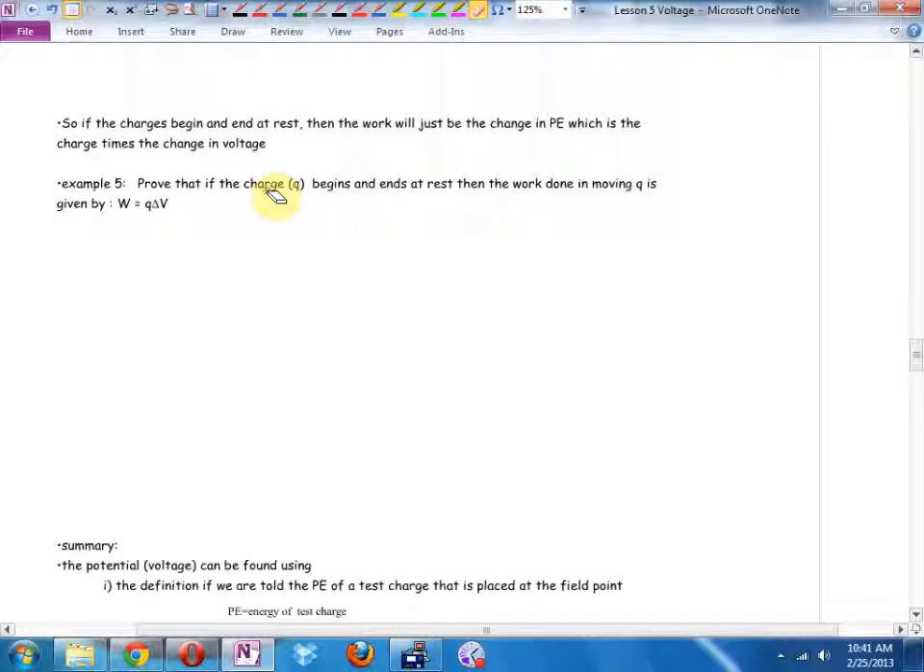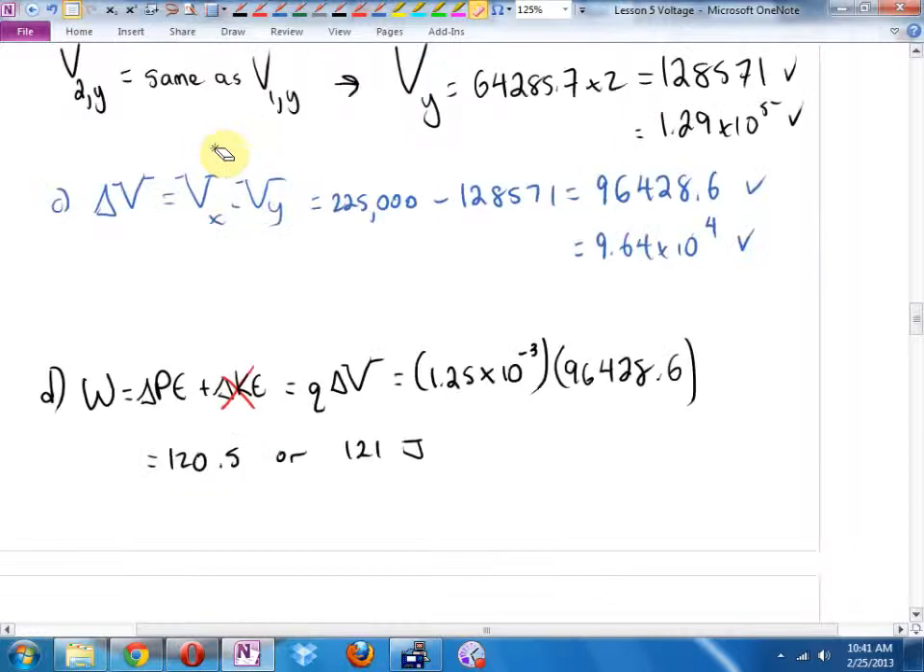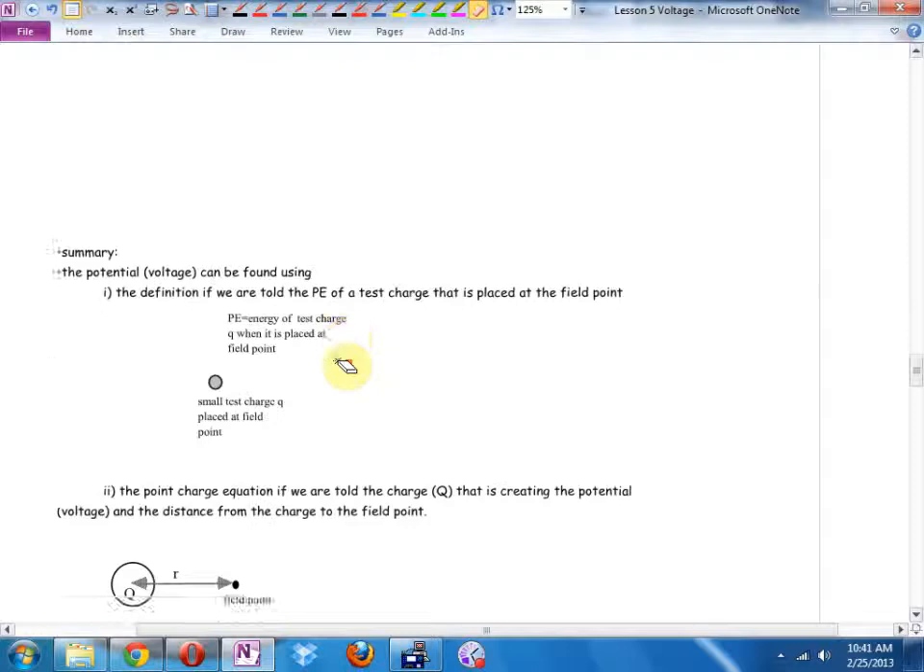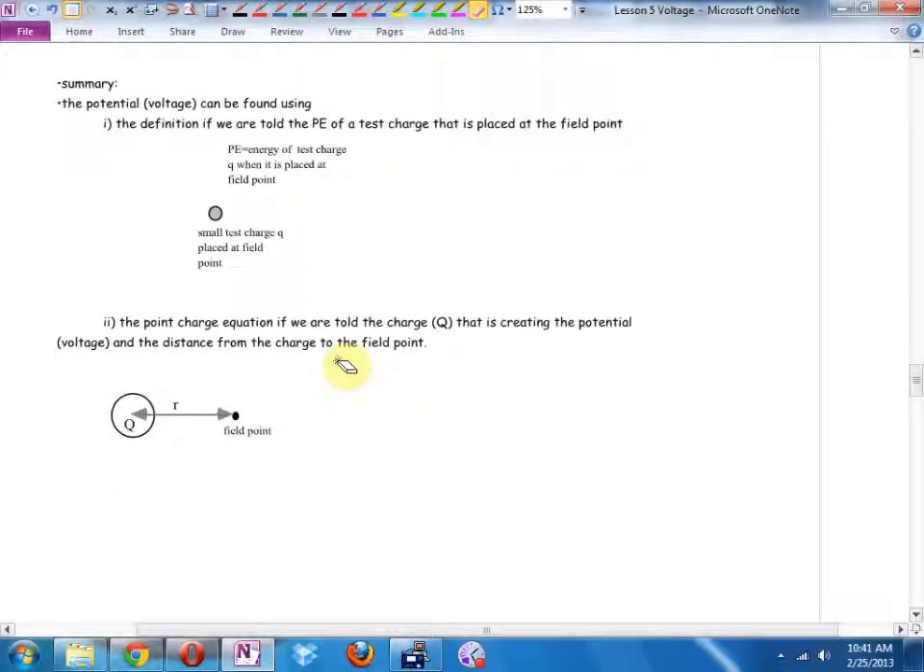So I wrote here, if the charges begin and end at rest, then the work will just be the change in potential, which is the charge times the change in voltage. Example 5, I said, prove it. Nah, it's a pretty easy proof. In fact, I kind of already did with my little rant here, so I'm not going to bother. Instead, we're going to go to our summary.